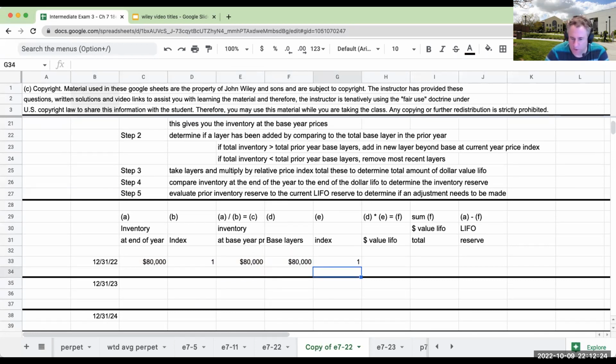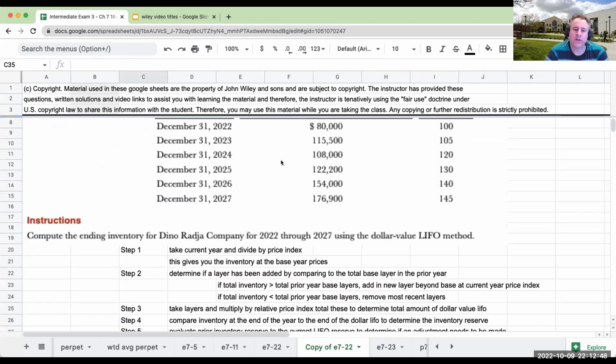This is going to be at 1. So under dollar value LIFO, I take my base layer times the index. I get 80,000. My total inventory under dollar value LIFO is 80,000. And then I don't have a LIFO reserve at the end of the first year. So this is my base inventory layer, and now I'm going to add on to this.